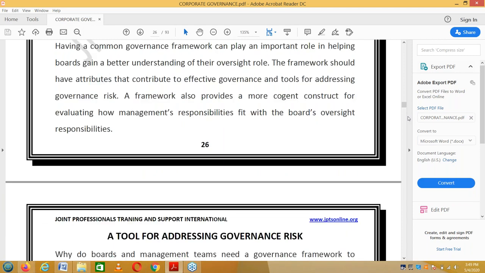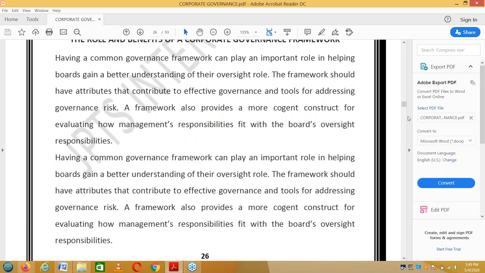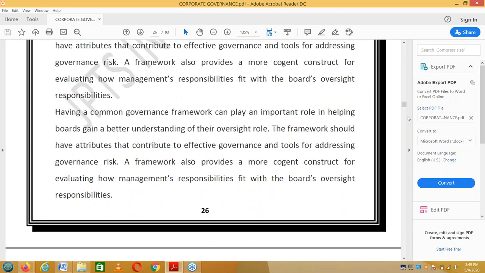The essence of a framework is to help all the management or board of directors to focus on their specific responsibility to fit with the board's oversight responsibility. That's the role of a framework. A framework can also play an important role in helping boards gain a better understanding of their oversight role.